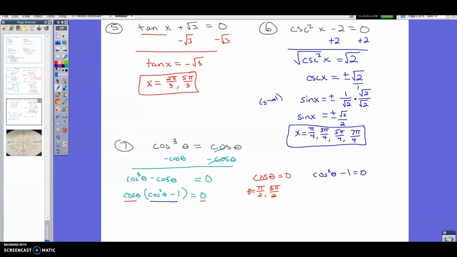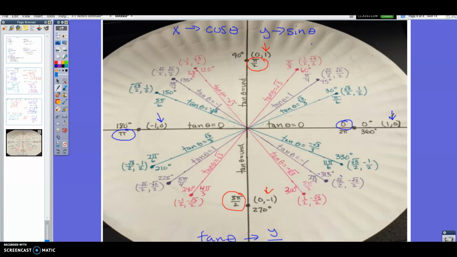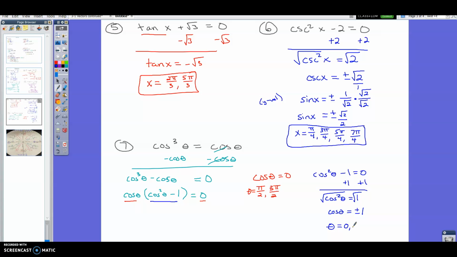Now we're also going to have to solve this other equation over here, so we need to add 1. We get cosine squared theta equals 1, and then we've got to take the square root of both sides. So we get cosine theta equals plus or minus 1. So we're also looking for where do we have x values equal to positive 1 or negative 1. So we have a positive 1 here at 0, or you could say 2 pi. And we also have a negative 1 here at pi. So those are going to be our answers: 0, pi, and you can also include 2 pi.